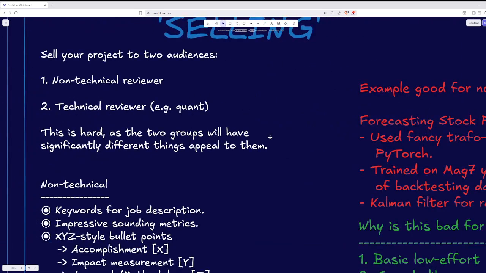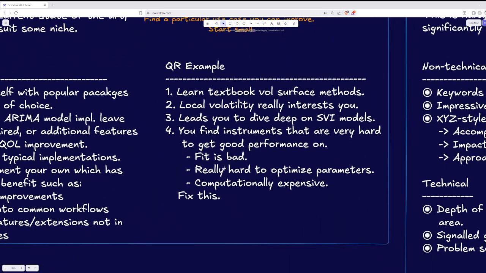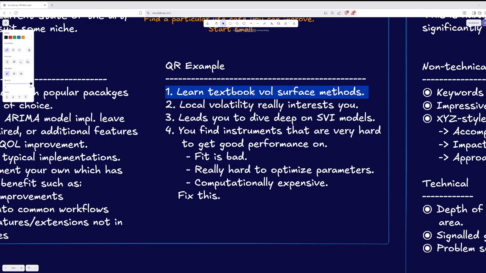In terms of a Quant research example, what happened there? Let's say you pick up a textbook on volatility surface methods, right? And the concept of local volatility is very interesting to you.